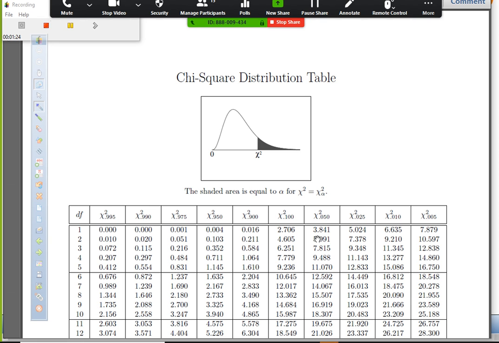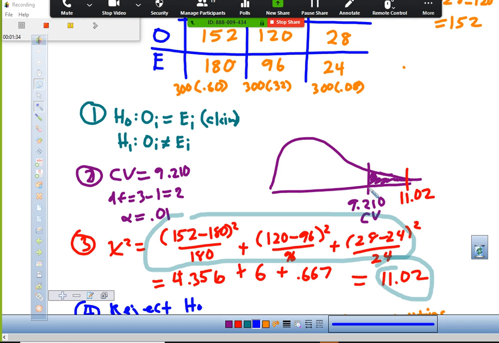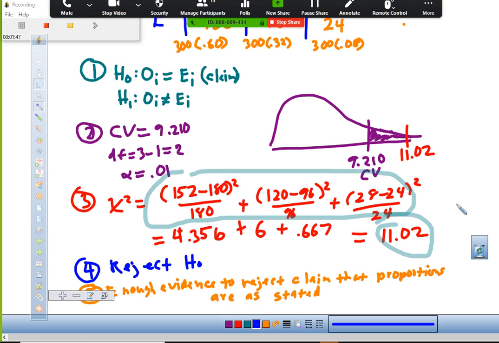Alpha is 0.01. If you look that up, you will end up getting 9.210. So 9.210, again, steep up and then slip off gently, draw your other line, shade to the right, 9.210, that's your critical value. And then your chi-squared, it's super easy.